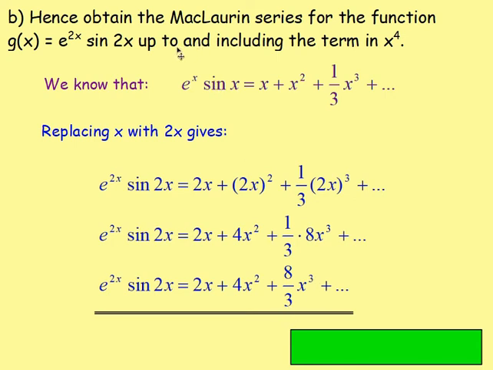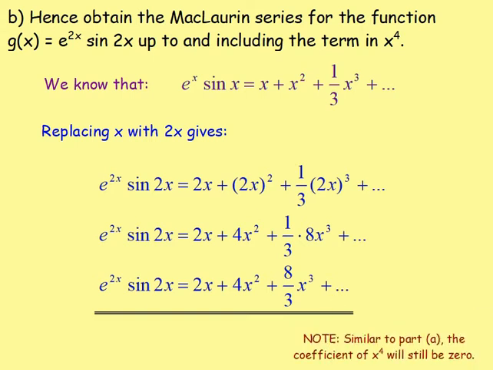Notice again you are having to do that up to and including the term in x to the power of 4, but you know the coefficient was 0, so you would still be multiplying by 0, so you still don't have to write it. That there will be your answer.